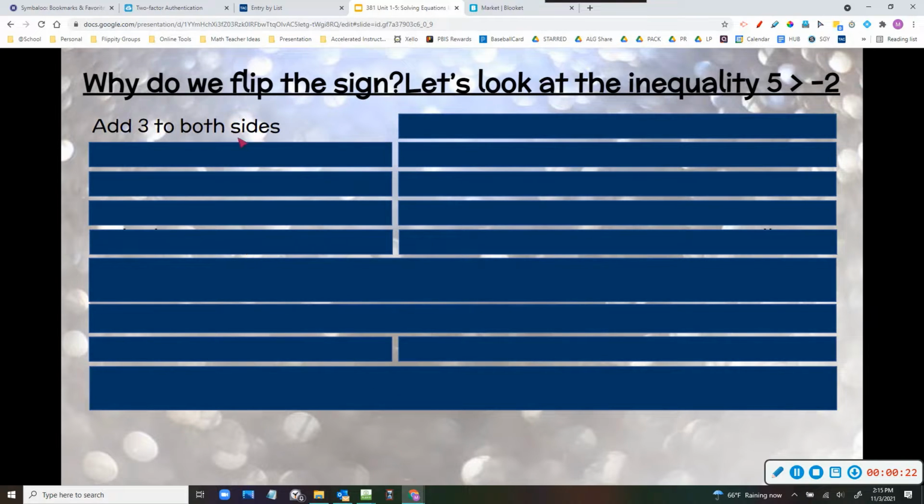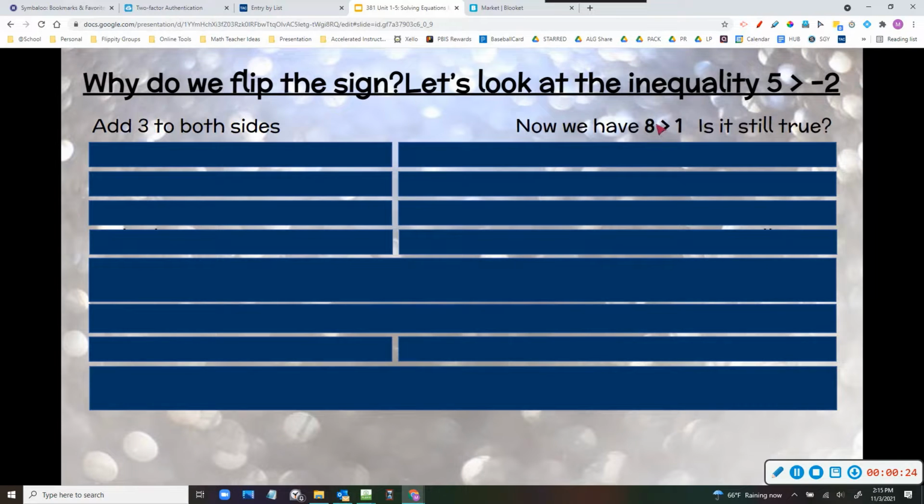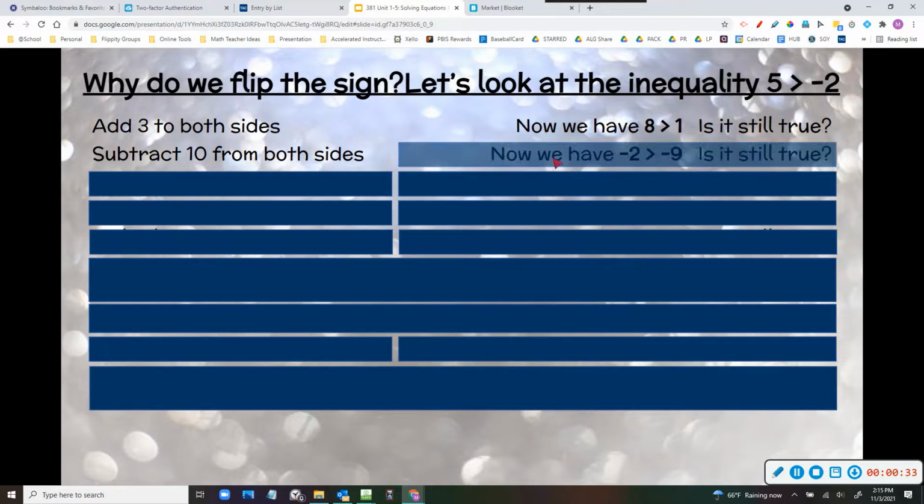Now, if we add 3 to both sides, now we have 8 greater than 1. Is it still true? Yes, 8 is greater than 1. What if I subtract 10 from both sides? Now I have negative 2 is greater than negative 9. Well, that's still true because negative 2 is more positive than negative 9. So that is true.